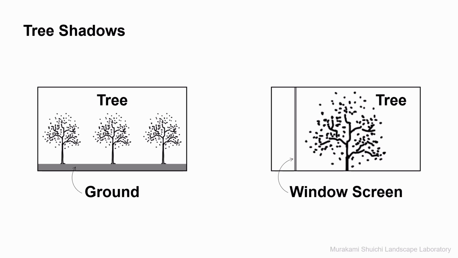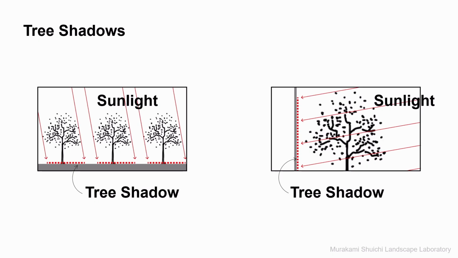Let us now look at schematic diagrams to understand how these tree shadows are formed. The diagram on the left shows a case in which tree shadows appear on the ground, while the diagram on the right illustrates a case in which they appear on a wind screen. Sunlight passes through the gaps between branches and leaves, creating patterns of light and shadow on the ground or the screen, which become tree shadows.